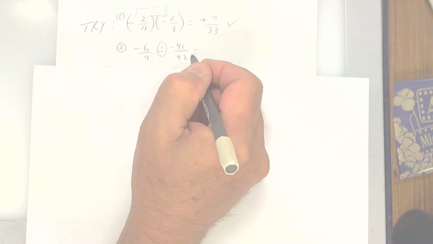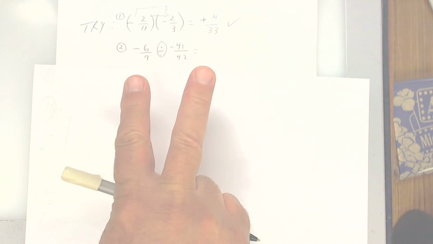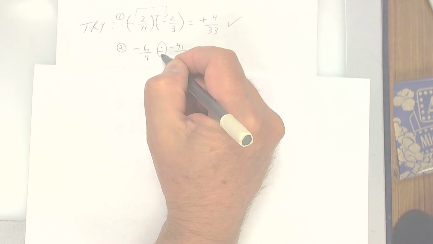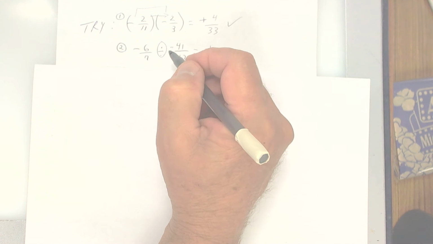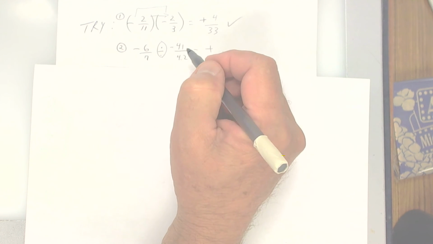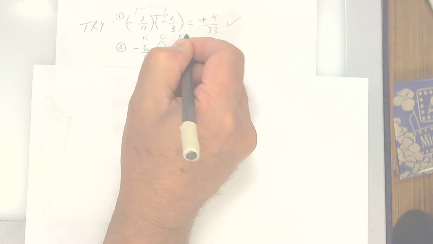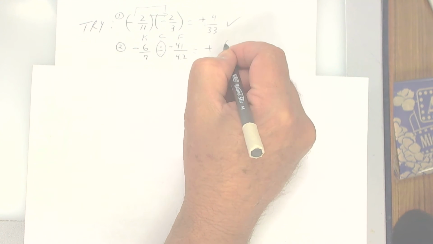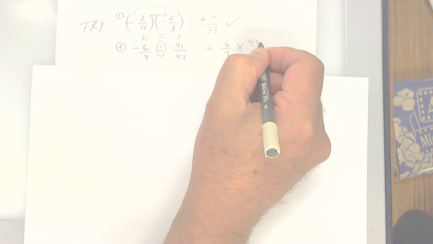Let's get rid of the sign first. A negative divided by a negative, that's 2 negatives. So we know it's a positive. But since it's division, you got to keep this one. You got to flip this one and change. Keep, change, flip. Okay, so anyway, you keep this. It's going to be a positive 6 over 7. And then it's going to become times 42 over 41.